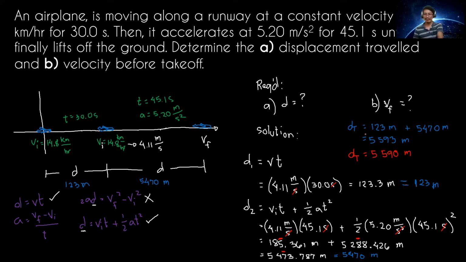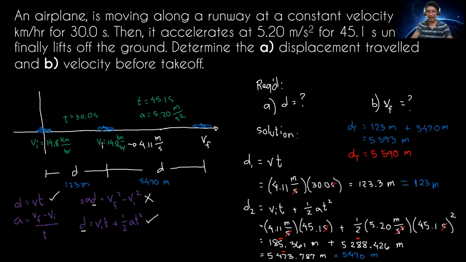Okay? Let's proceed with letter B. Hindi pa tayo tapos. Mayroon pa letter B. Unknown for letter B is the final velocity. So check natin dito, saan ba si final velocity? Si final velocity is the velocity before takeoff dito. Saan ba siya banda na part? This is part of part 2. Dito na section. Okay? Follow?